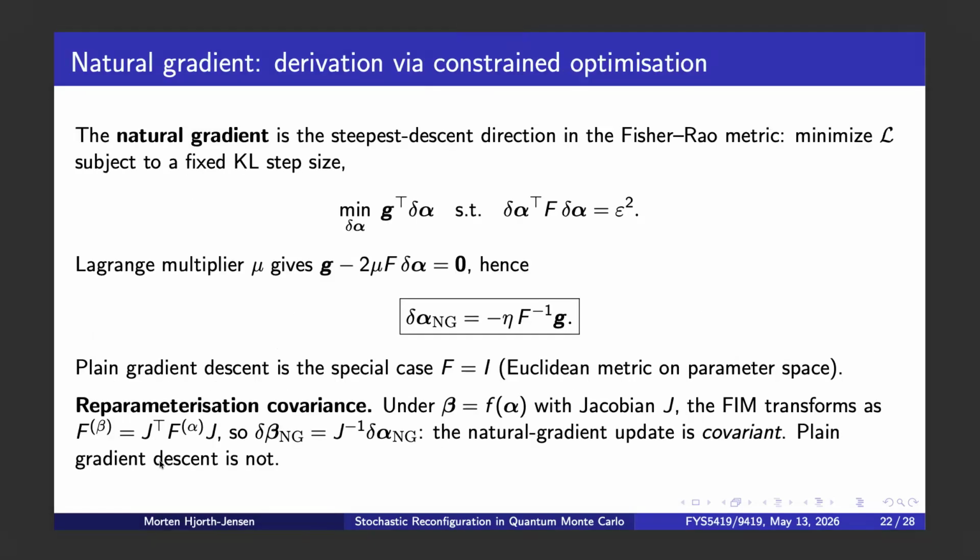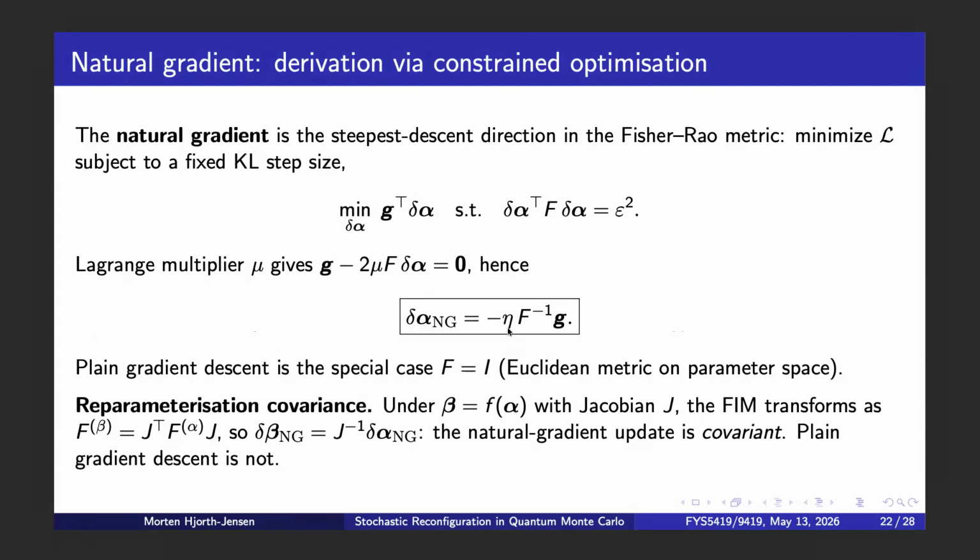So it means that if you look at the natural gradients, what you're optimizing is this problem here, subject to this one being given by a small number. And then you have a Lagrangian multiplier, and then you get that with a natural gradient, this is the optimization problem. So plain gradient descent is actually a special case where this F is equal to 1 and you have a parameter eta.